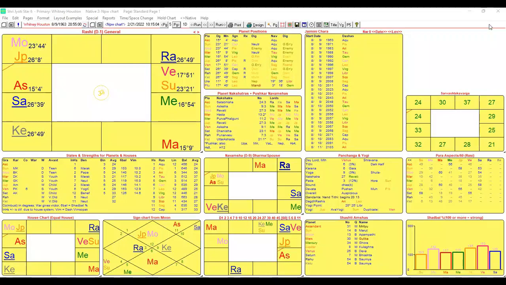Thank you, sir. This is a very interesting session. Today we have learned many things about these Varga charts and how to use them practically. You have shown us two different charts, so thank you for this.